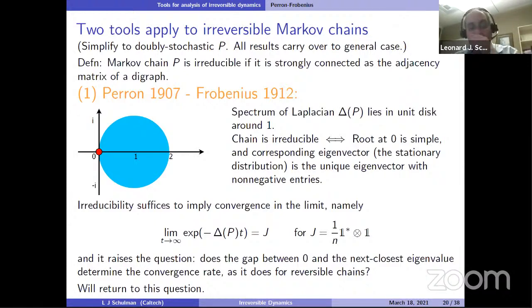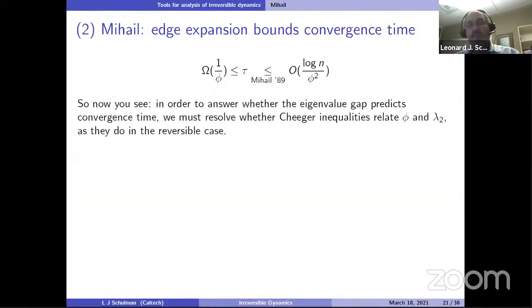Here's the obvious question. Does the gap between 0 and the next eigenvalue actually determine the convergence rate, which is what it does for reversible chains, I'll remind you? There was just that gap that controlled everything pretty much, except for very fine order. And what happens to this? I'll return to that question shortly. So Perron-Frobenius is one thing we know.